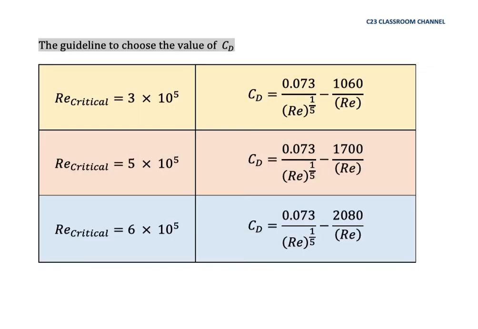So this is actually the guideline for the CD that we can use. It depends on our critical Reynolds number. If the critical Reynolds number is 3 times 10 to the power of 5, we use this one. If the critical is 5 times 10 to the power of 5, we use this one. If our critical is 6 times 10 to the power of 5, we use this one. These values are from curve fitting, from the evaluation of experimental and numerical methods.